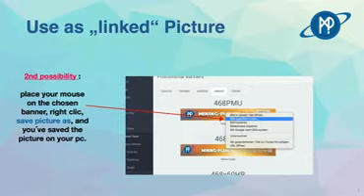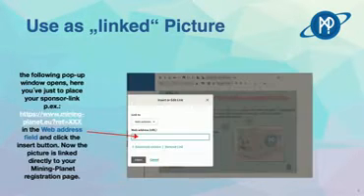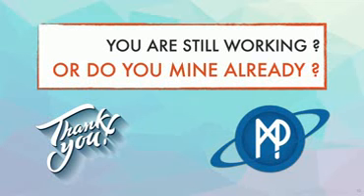Second possibility, you can save the image on your PC and then you can place this image by drag and drop in an email, for example. After you have to select the image and to click on the link symbol. The following pop-up appears and you have just to fill in your personal sponsor link and then the image is linked directly to your Mining Planet registration page.